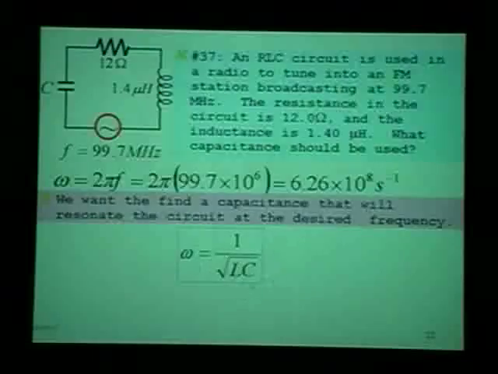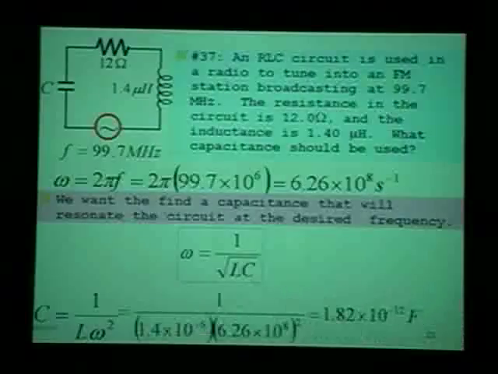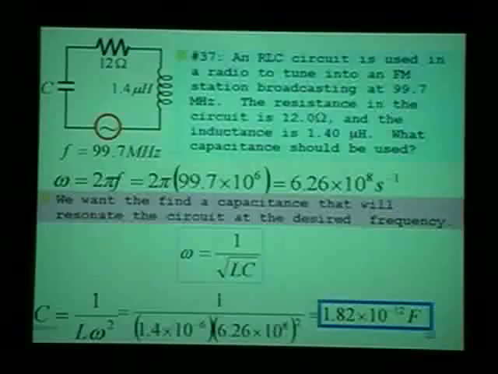Solve this for C, square both sides. Bring C over here and bring omega squared down here. So the capacitance we need is 1 over the inductance times omega squared. 1 over 1.4 times 10 to the minus 6 henry and 6.26 times 10 to the 8 radians per second, squared, is 1.82 times 10 to the minus 12 farads, or 1.82 picofarads. And we can do it. So there's your answer.